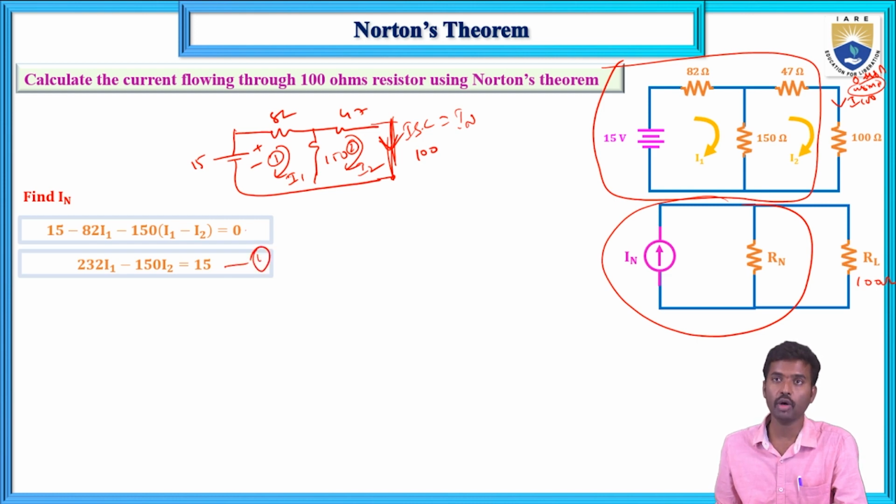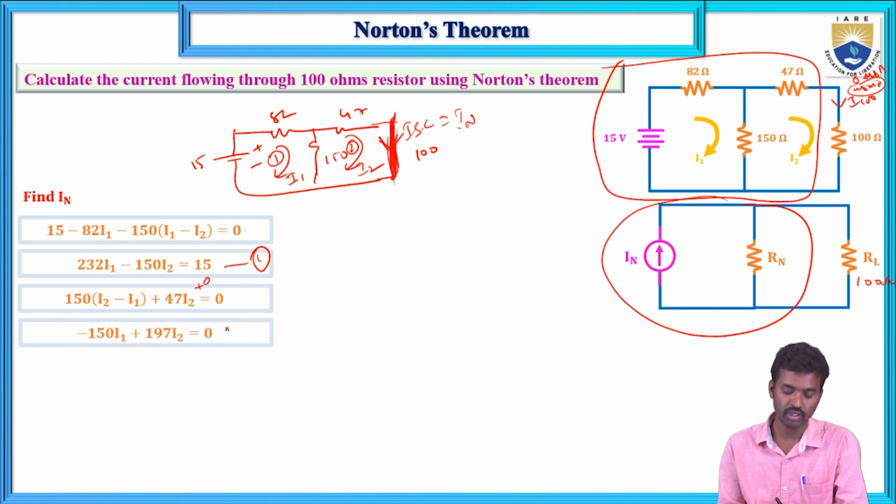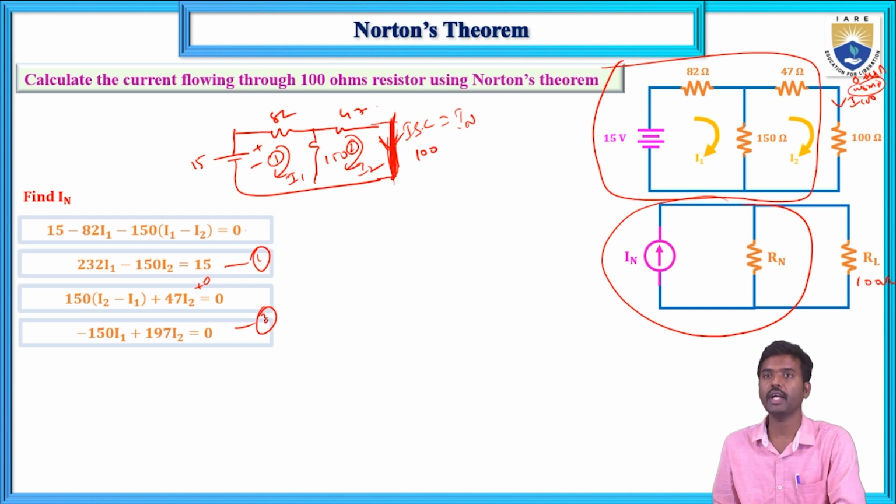Next, the second mesh equation. If you apply KVL in the second mesh: 150 times (I2 minus I1) plus 47 I2 equals 0. Here there is no 100 ohms resistive drop, because we removed the load resistance and shorted the load terminals. The short circuit voltage is 0, so there is no resistive drop across the 100 ohms. That is replaced by a short circuit. Now the simplified equation: minus 150 I1 plus 197 I2, since 150 plus 47 is 197, equals 0. This is equation number 2.